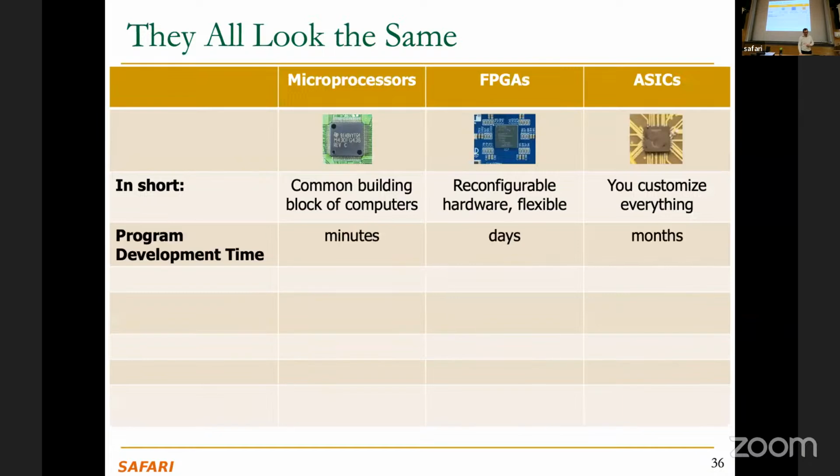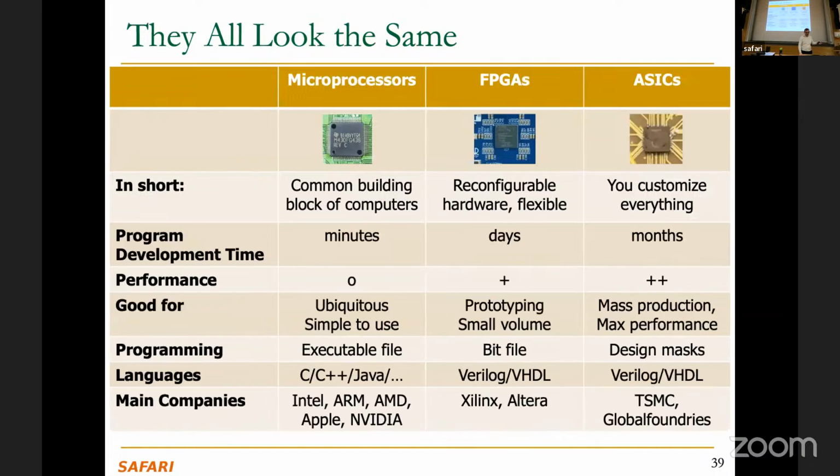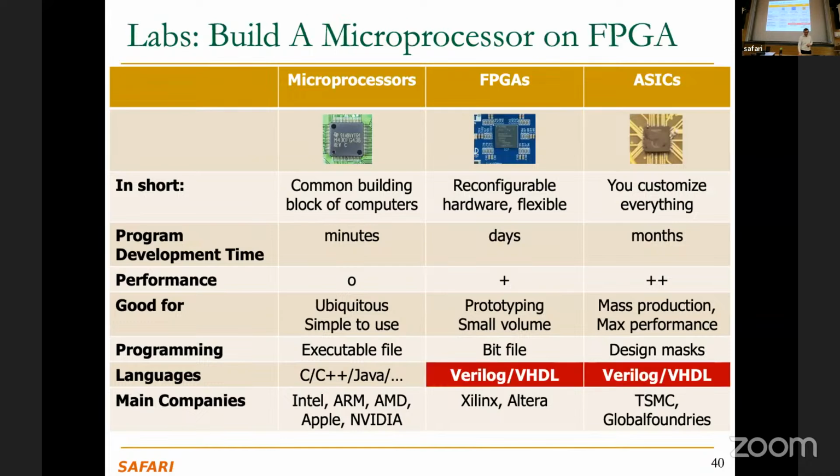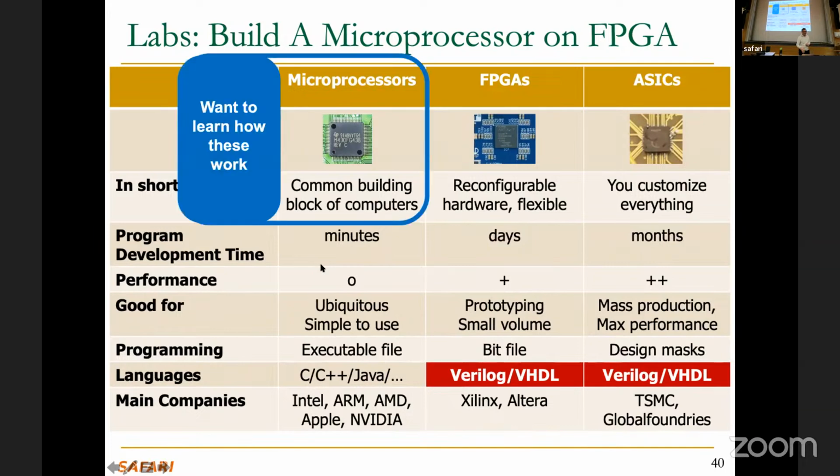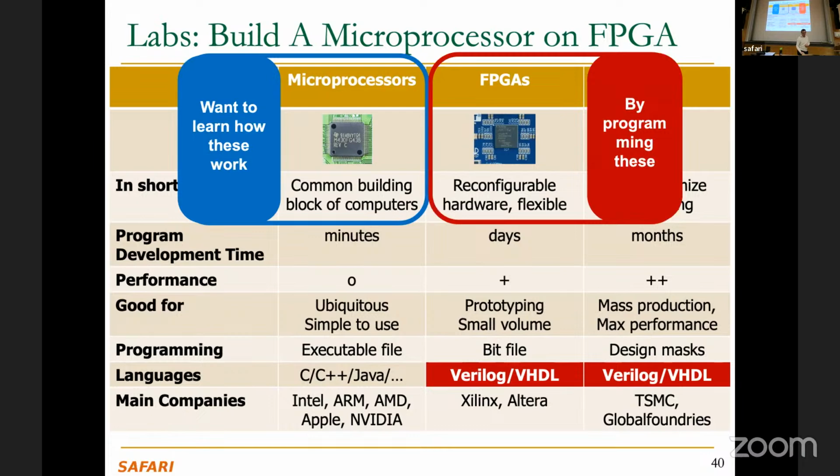Okay, these all look the same. I'm going to skip the slide relatively quickly, because you're going to see this over time. You use different languages also for these things. So we're going to use Verilog, and we're going to talk about that again next week, to program the FPGAs. And ASICs are actually kind of similar, but microprocessors are different. So basically, in the labs, we're going to learn how microprocessors work. So we're going to design a microprocessor on the FPGAs. By programming the FPGA, we're going to build a microprocessor on an FPGA.